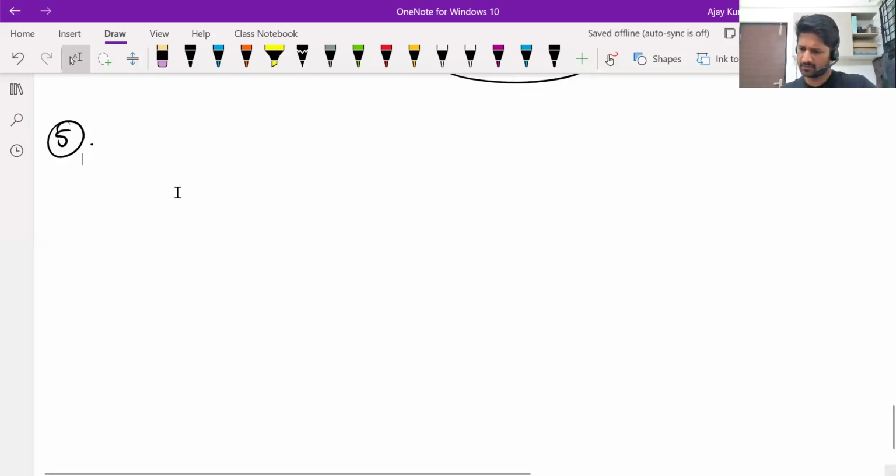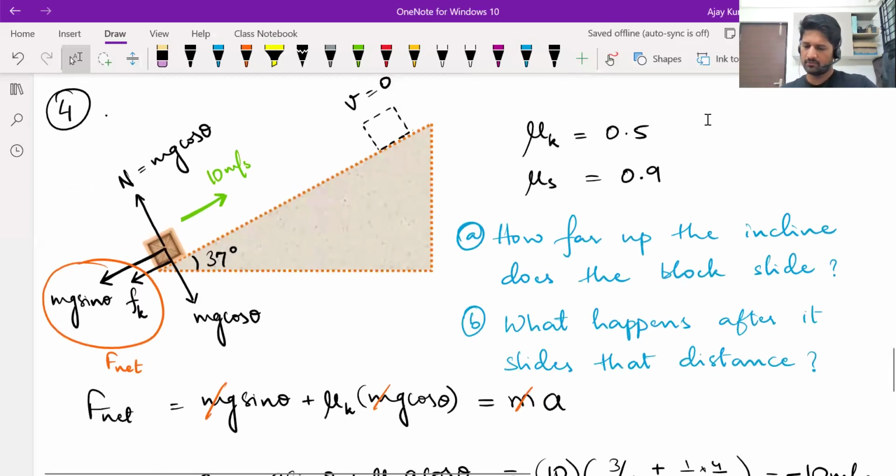Okay, second part of the question we didn't discuss. We know after sliding 5 meters, it stops. That's fine. Yusuf, what do you think happens after it stops? So it comes back down slowly. Saket also is saying it will start coming down the incline, sliding down the incline.